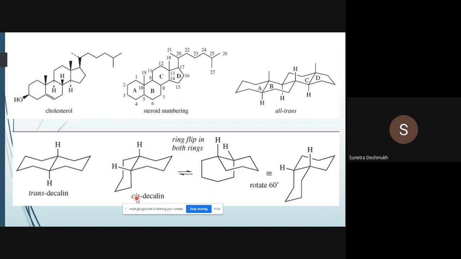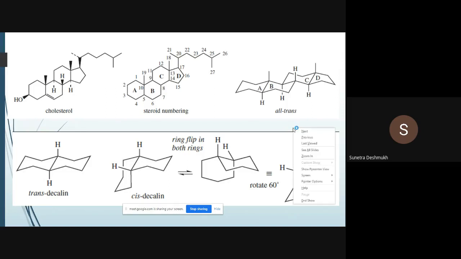So this is the stereochemistry regarding our steroidal molecule. The same things we are going to represent in any kind of steroid. Let's say the same stereochemistry. Here you can pay attention to the ring flip in both rings, how the rings are flipping, and then how you can write down the structure by rotating by 60 degrees and how it will appear. So many notations are there.